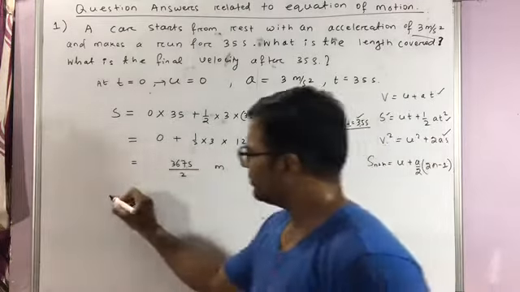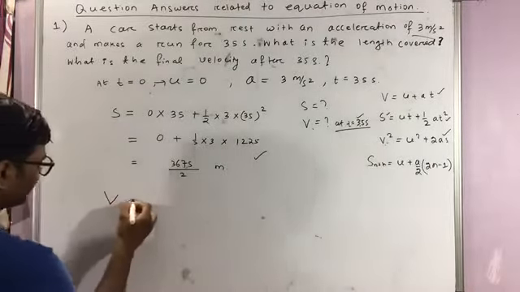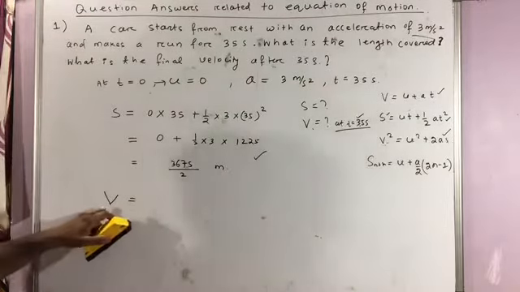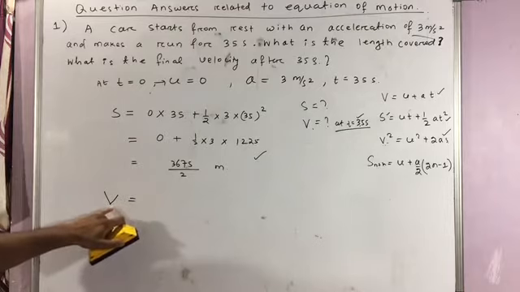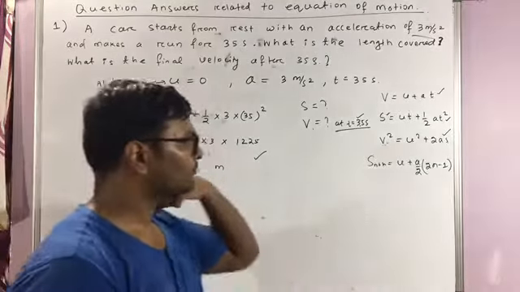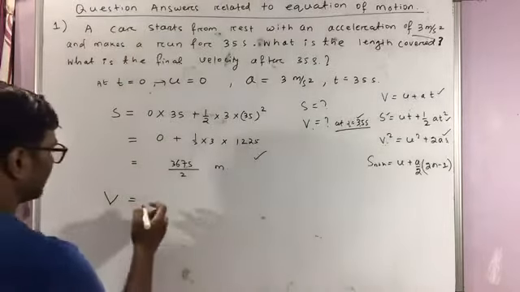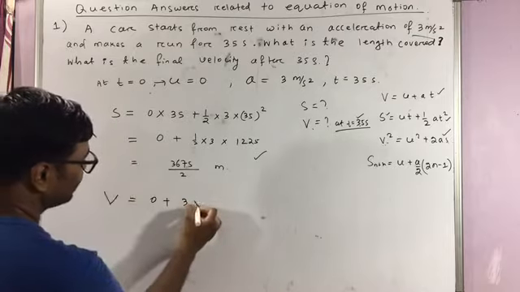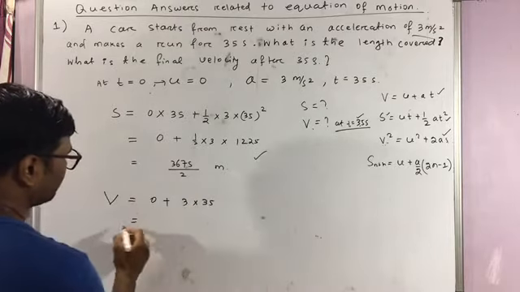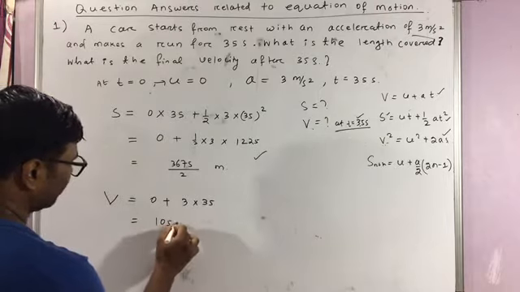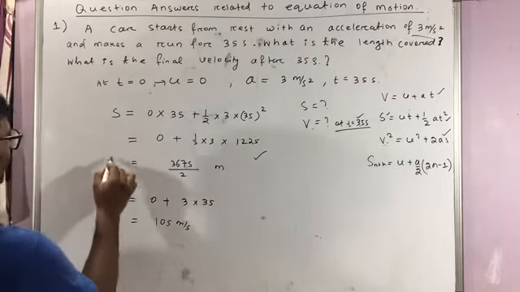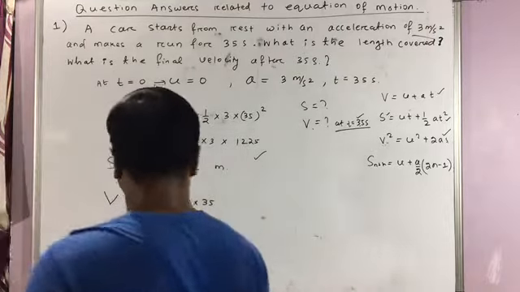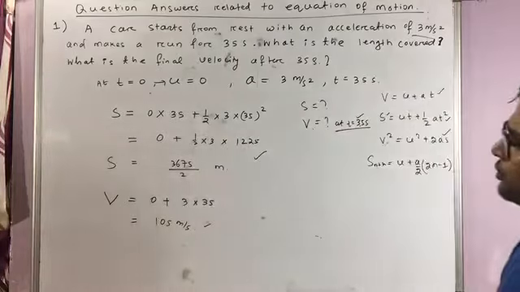I will take the first one, it will be easier for you, because in the other equation square terms are there, so it will be difficult to calculate. So now you calculate v in this case. v is equal to u plus at, u is 0, a is 3 and t is 35, which is 105 meters per second. So v is equal to 105 meters per second. This is the way by which you will choose your equation.